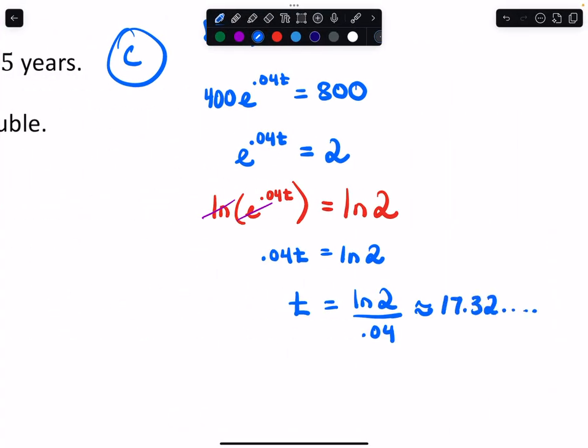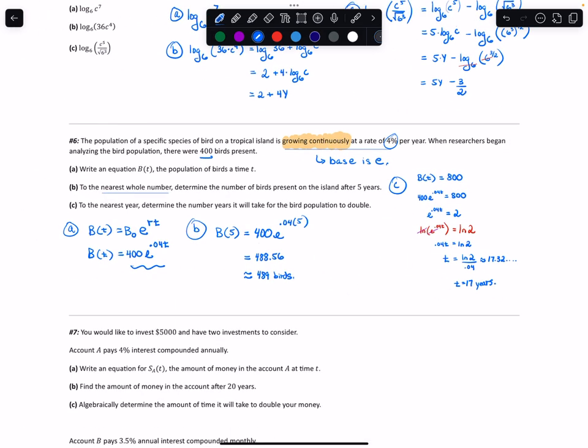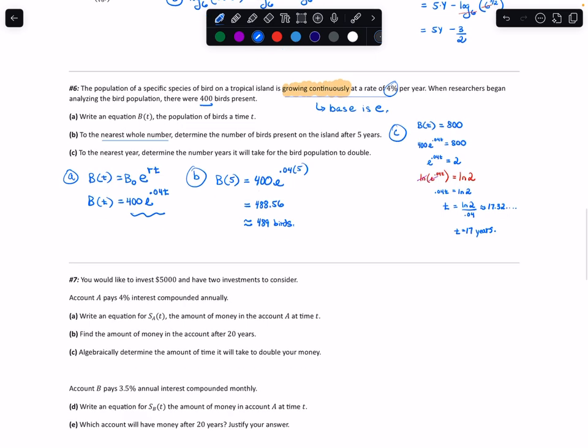17.32. To the nearest year would be about 17 years. Cool. So there's your modeling, exponential modeling, together with solving exponential equations using logarithms.